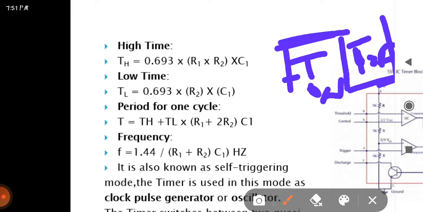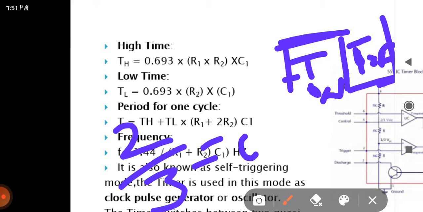TH is 0.693 (R1 + R2) C1. This is the 2 by 3 of VCC, 0.6.